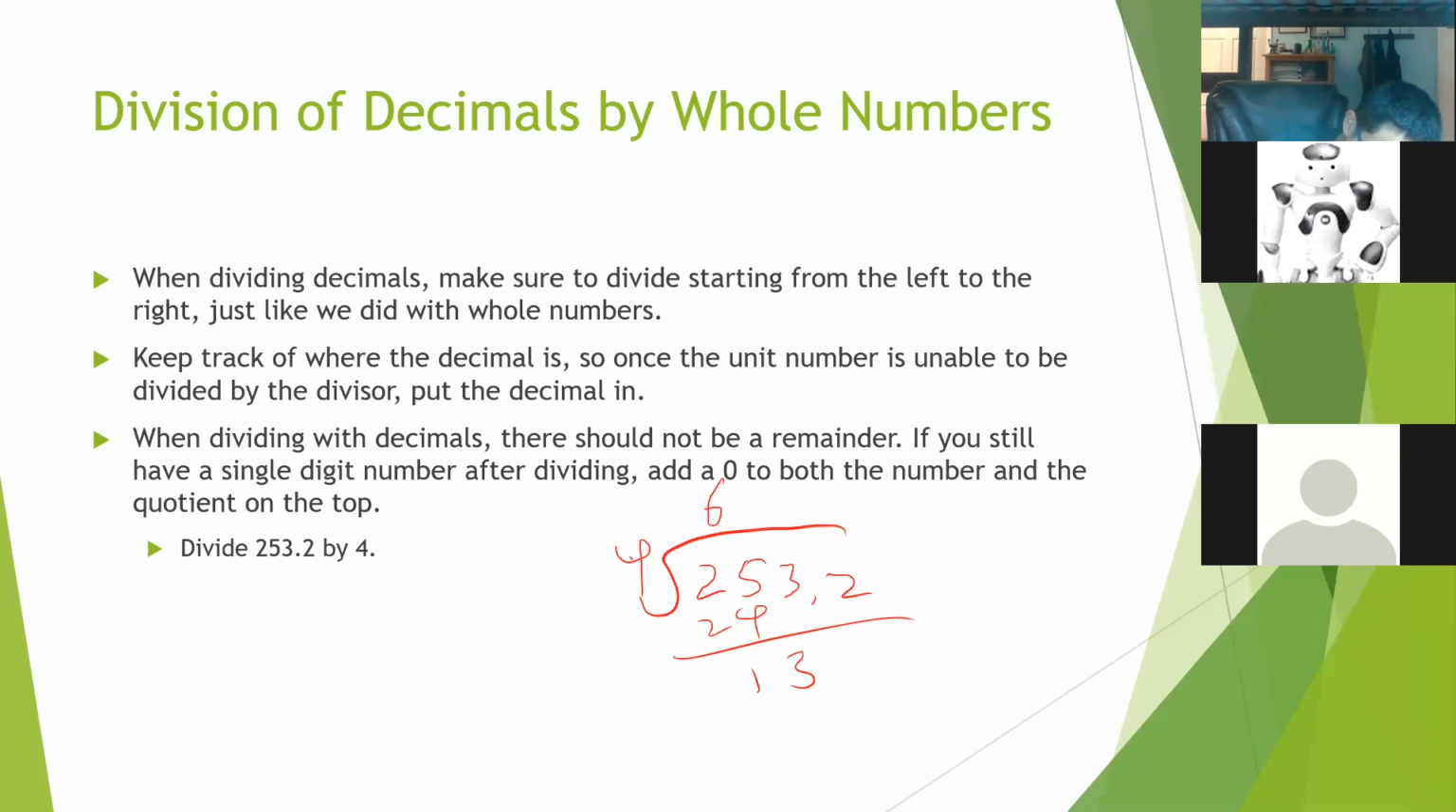So we just do 3, and we just write 12 here. Now we have 1.2. Since 1 can't be divided by 4, we have to add the decimal point, and we have to start dividing in the decimals. And this is the point where you add the decimal up here. So this is how you do it. Then 12 divided by 4 is 3. So we just write the 3 after the decimal point. The answer is 63.3.